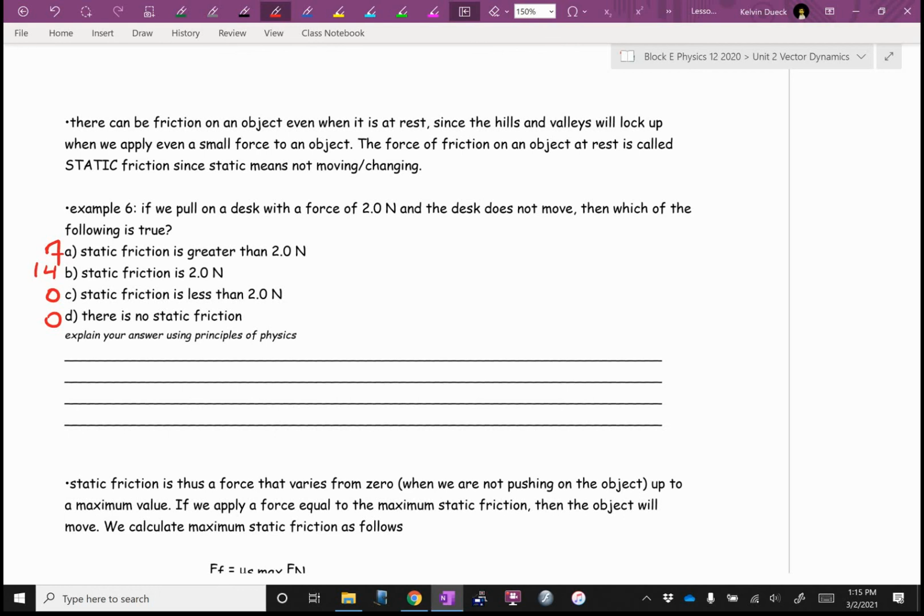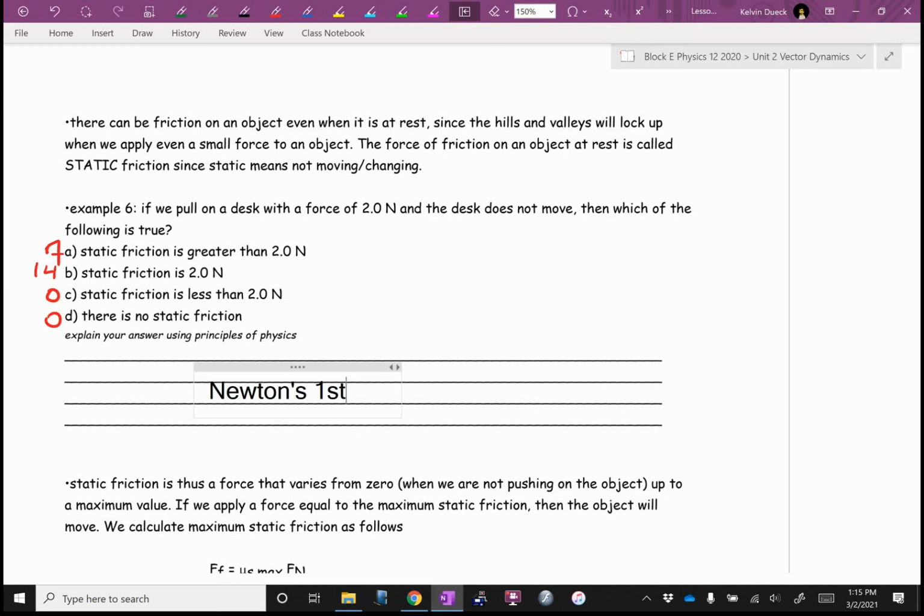In fact, if you want my answer here for where it says explain your answer using principles of physics, I would again go to Newton's first. I would say, since it's not accelerating, the forces have to be balanced. The net force has to be 0. You can't have an extra force kicking around. Now, that doesn't mean that friction can't be bigger. It'll match you.